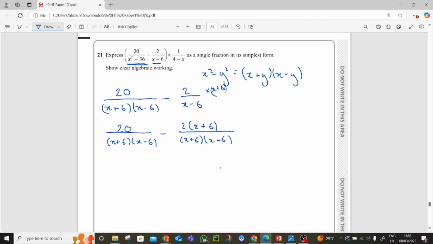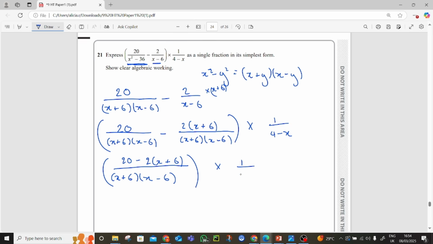Now you can see the denominator is the same on both fractions, so I can simplify this into one fraction because of the common denominator. So we have 20 minus 2(x plus 6) all over (x plus 6)(x minus 6). Now we have a problem. That was only the bit done inside the brackets. I still need to multiply by this here. So actually everything here needs to be multiplied by 1 over 4 minus x.